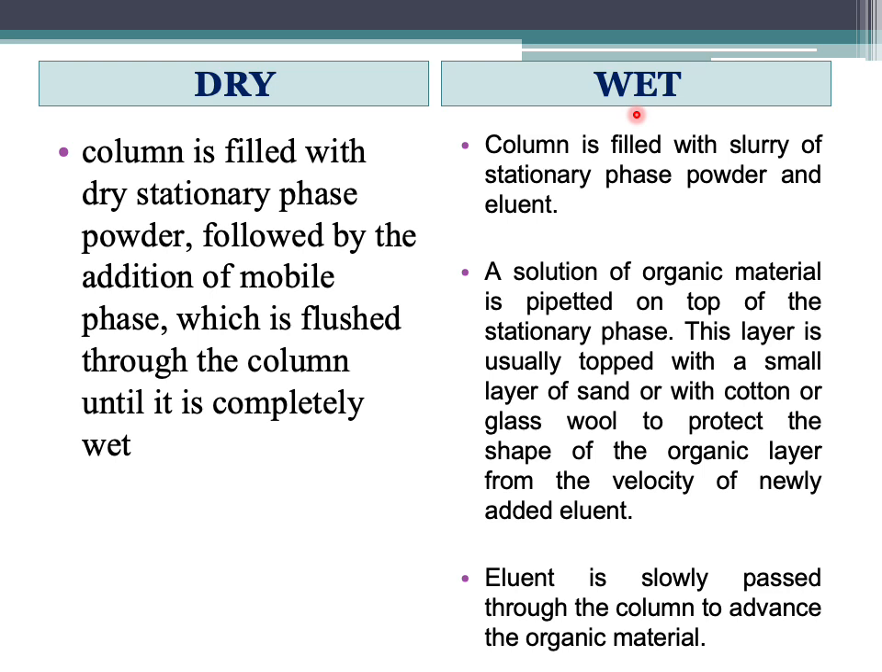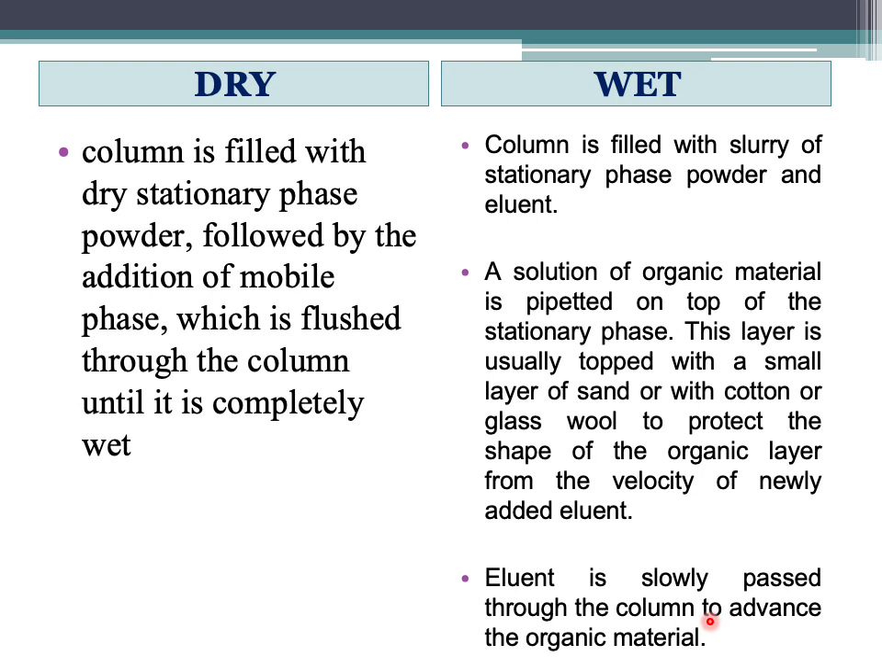The wet method: the column is filled with a slurry of stationary phase powder and eluent. Okay, column tu kita dah letak slurry of stationary phase powder and the eluent. Okay, dia dah basah lah. A solution of organic material is pipetted on top of the stationary phase. This layer is usually topped with a small layer of sand or with cotton or glass wool to protect the shape of the organic layer from the velocity of newly added eluent. And eluent is slowly passed through the column to advance the organic matter.